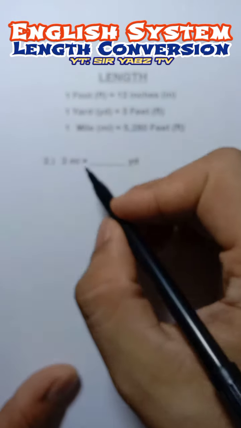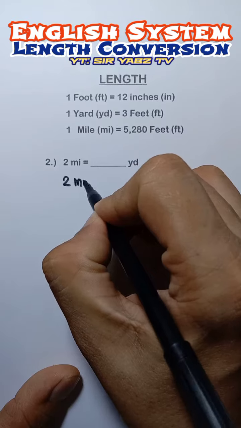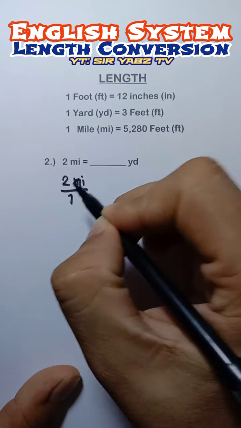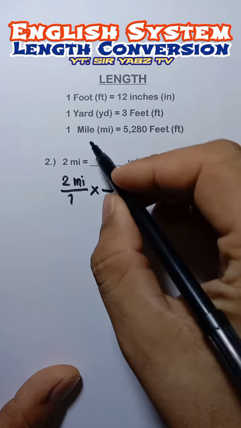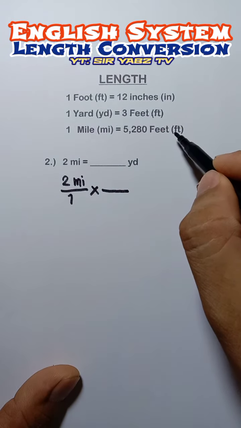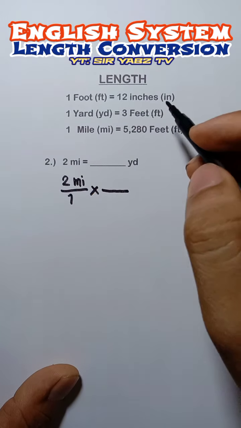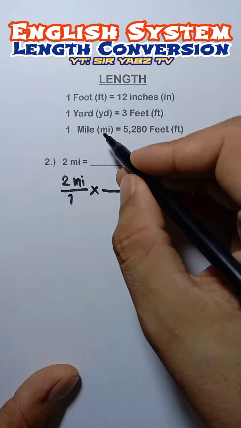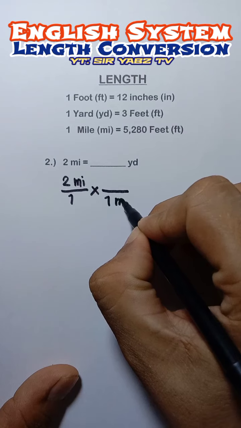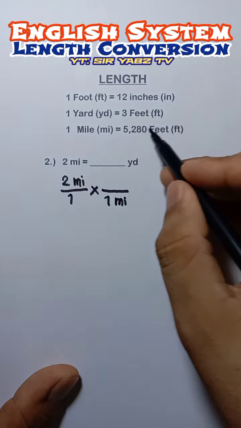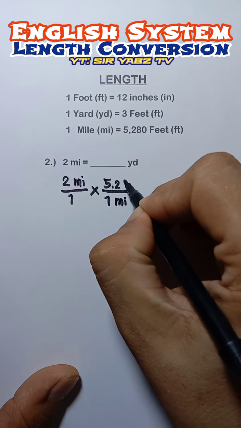Another, example number 2, we have miles to yards. So 2 miles over 1. Okay, we need to write 1 so that our factors are fractions. So 2 miles over 1. So next, we need mile on the denominator. So our equivalence, just 1 mile. Then the numerator is equivalent to 5,280 feet.